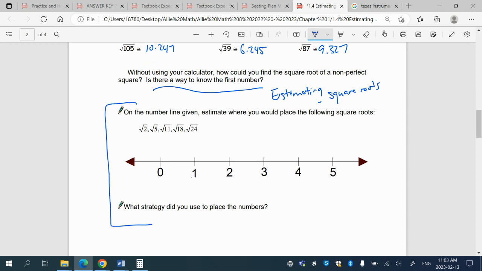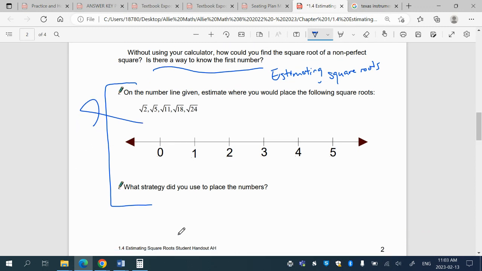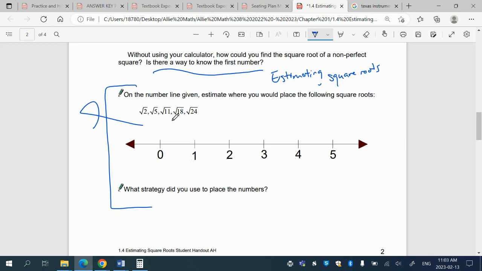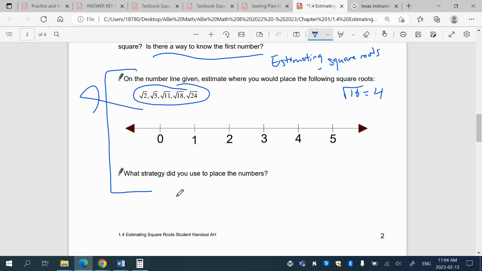I'm going to give you folks a few minutes to do this yourself. Do your best and write down the strategy that you use to predict where they're going. So please don't use your calculator. Just do your best to predict what these things are actually worth. Remember, the square root of 16 literally equals 4. So each of these corresponds to a number. See about where you think they're going to be placed on this number line. Afterwards, write down what strategy you used, and I'll ask you folks. So I'll pause it here.